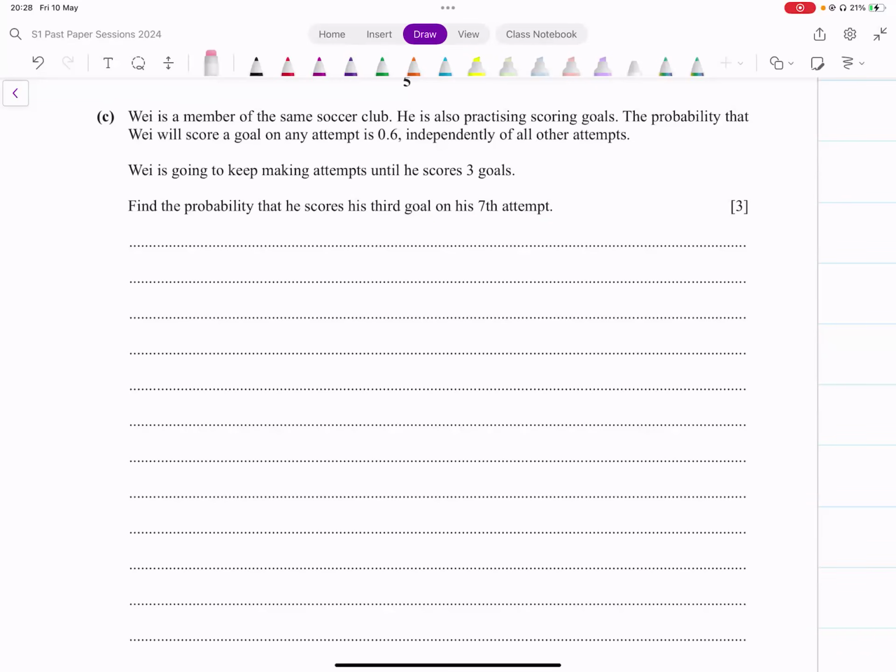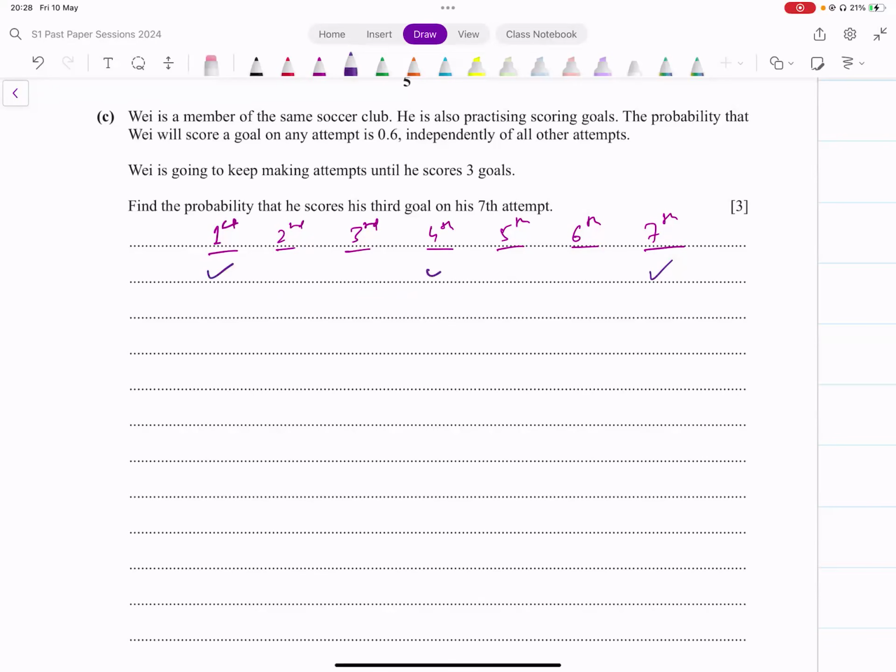Now, let's think about this. You've got 1st, 2nd, 3rd, 4th, 5th, 6th, 7th. You've got 7 attempts. You want a goal on the 7th attempt. This has to be a goal, but this has to be the 3rd goal. That means you need to have 2 goals before this already. Out of these 6, you need 2 goals. Now, they could come in any order.